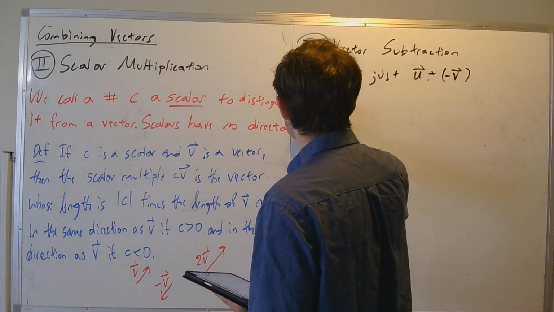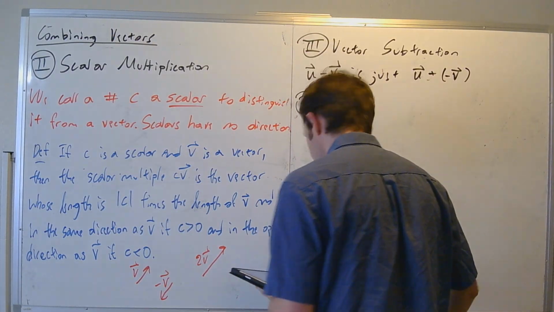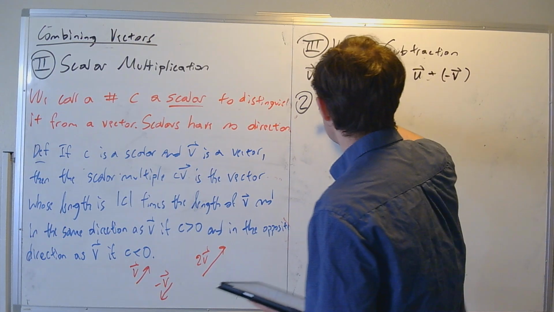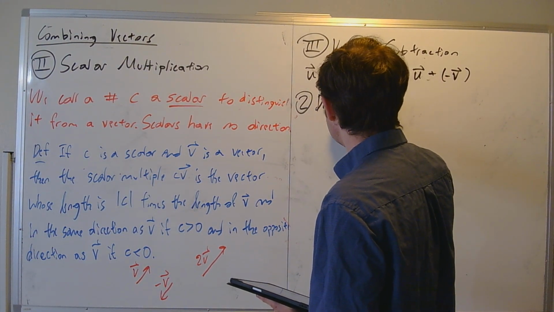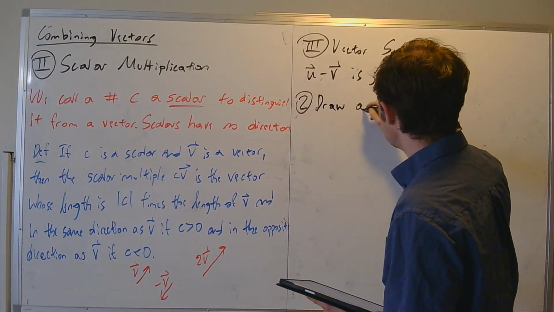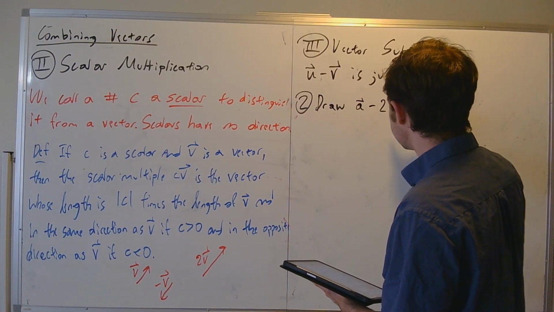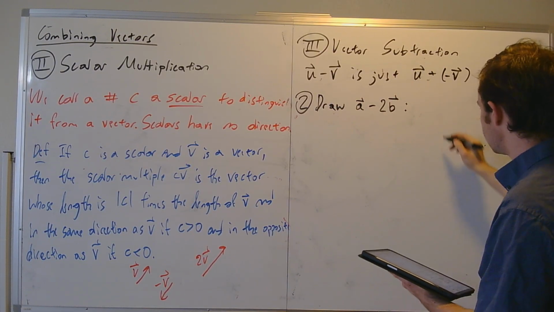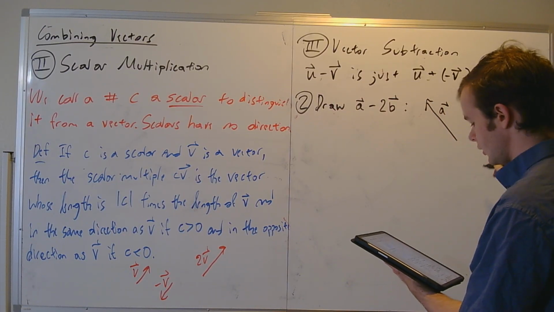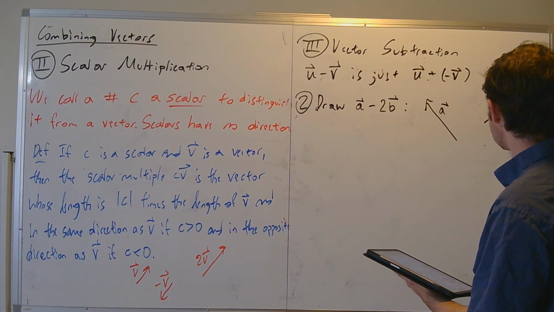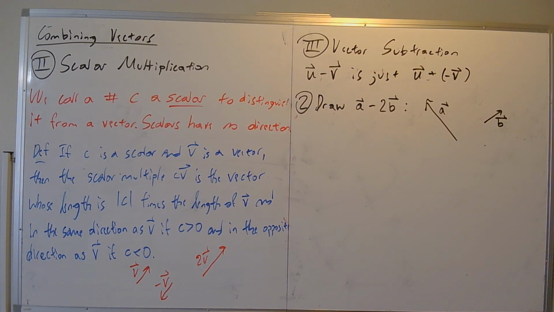So I'll have example number 2 here. And I'll say the example is asking us to draw a minus 2b. And the vectors they give us, this is a, and b looks like this. Okay, so we want to have a minus 2 times b.